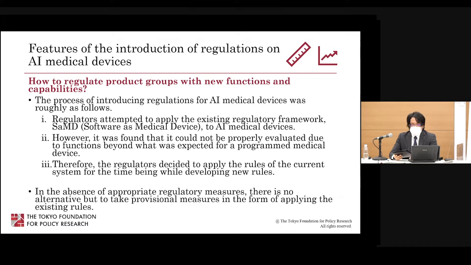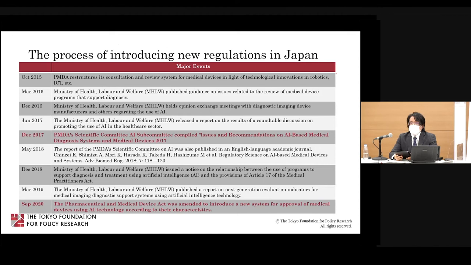This is a summary of major events related to the introduction of regulation, especially for medical devices, AI medical devices in Japan. Due to limited time, I can't cover everything, so I'll only cover two major events.